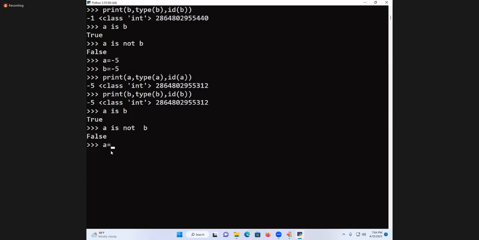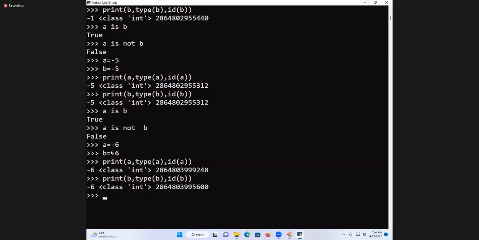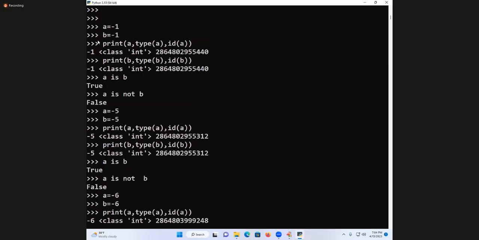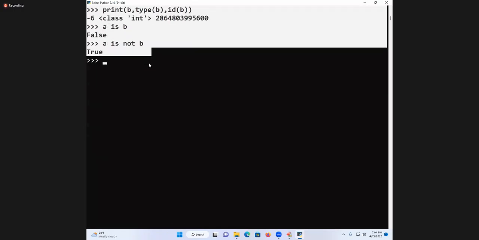Last and final: A is equal to -6, B is equal to -6. Print of A, print of B. What address? A is B. A is not B: True. This is related to what? Negative numbers now.